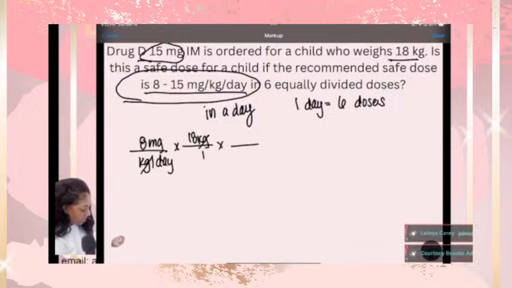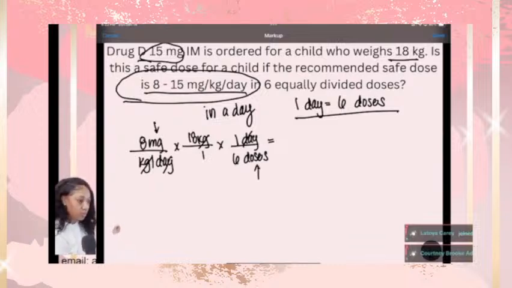Now we know that in one day, it is supposed to be divided into 6 equal doses. So this is going to give us how many milligrams we can give in one dose. You see it? All right, 8 times 18 divided by 6 is going to be 24 milligrams per dose. And that is the least amount that they can get.